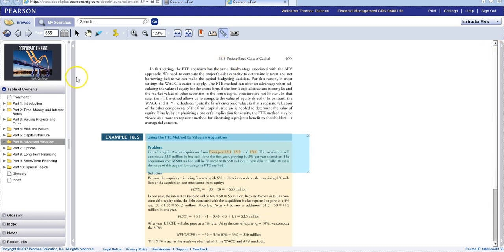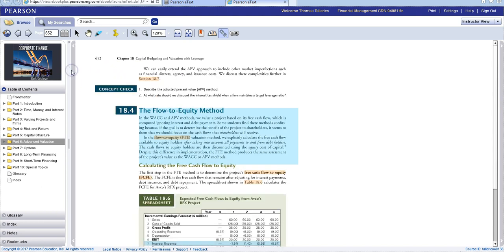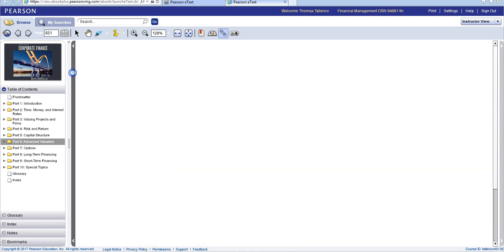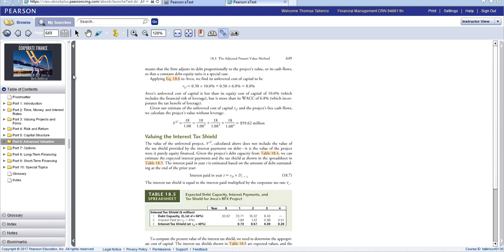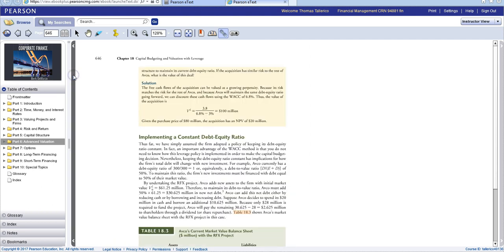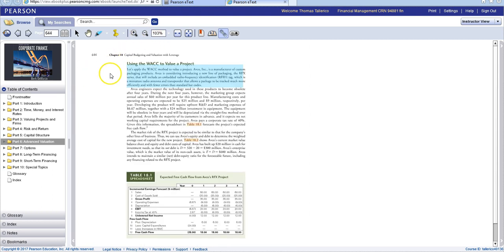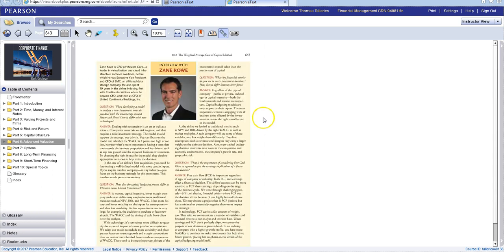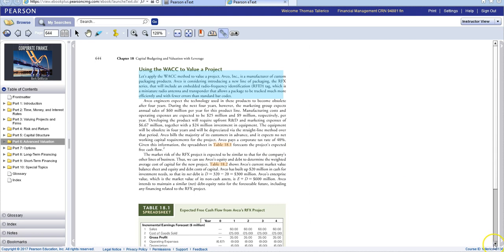So let me go back a little bit here. Many of these equations we covered in Chapter 15. This really builds on a lot of concepts of Chapter 15. All right, so to value this project, we're going to start out with the expected free cash flows for the project. Let me blow this up a little bit, and we can look here.